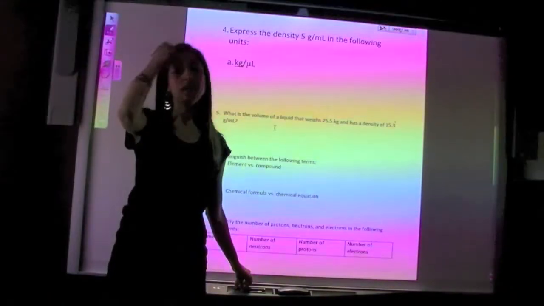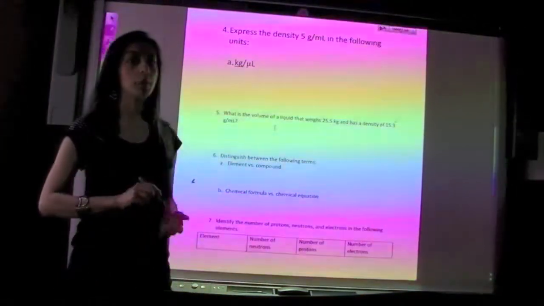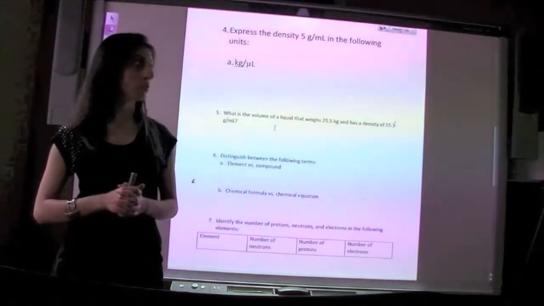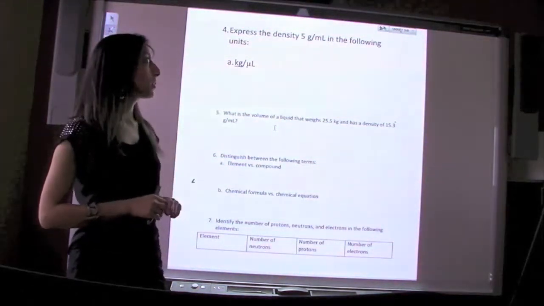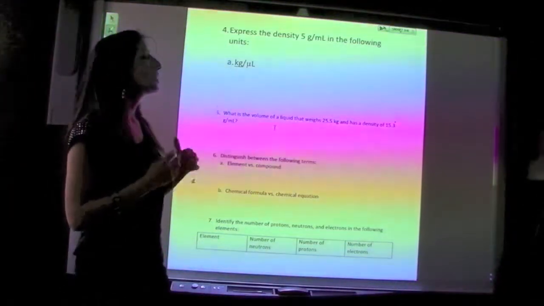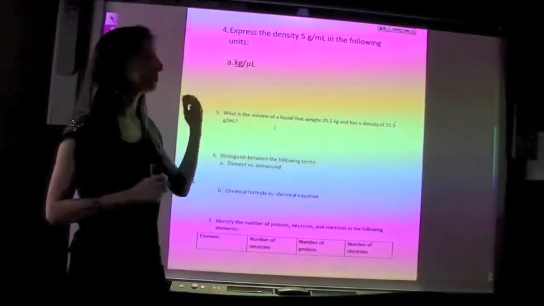Hello, I'm Emily, and today we're going to work on a unit conversion problem. You might think it's trivial, but unit conversions are actually really important in chemistry. In this problem, we're asked to convert 5 grams per milliliter into units of kilograms per microliters.